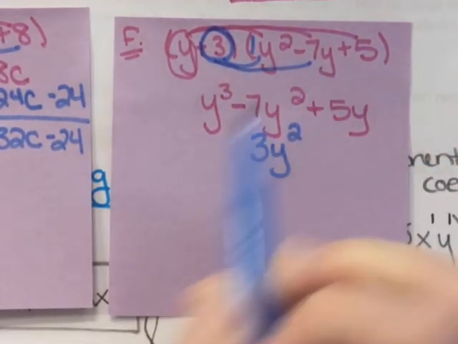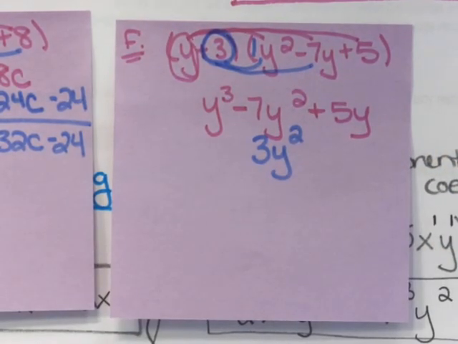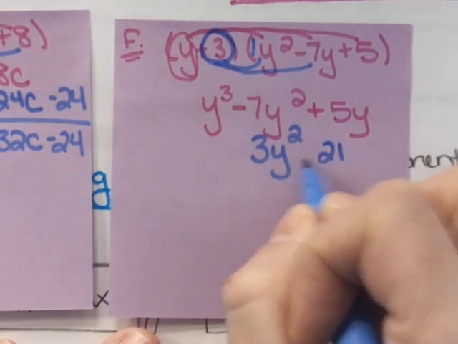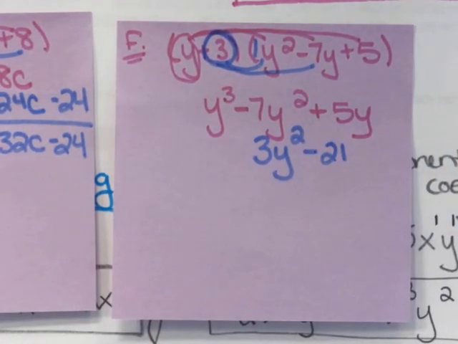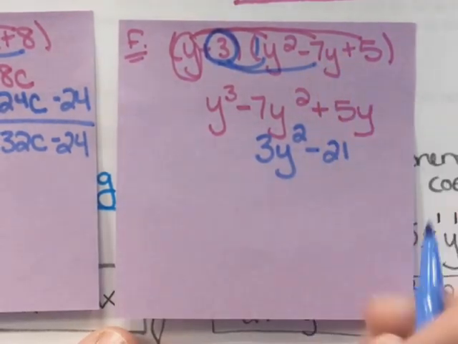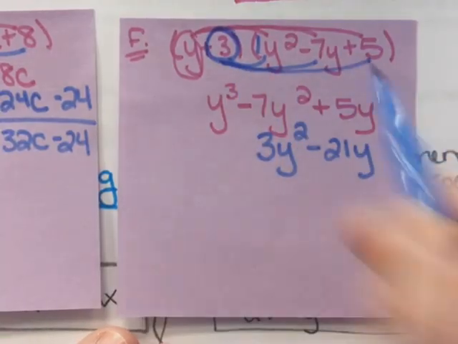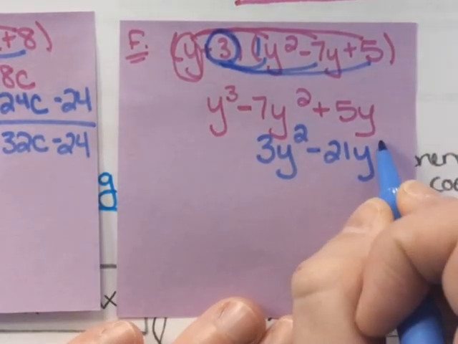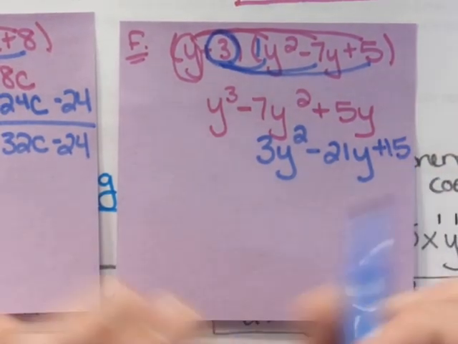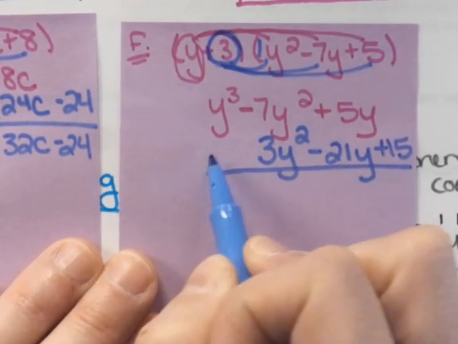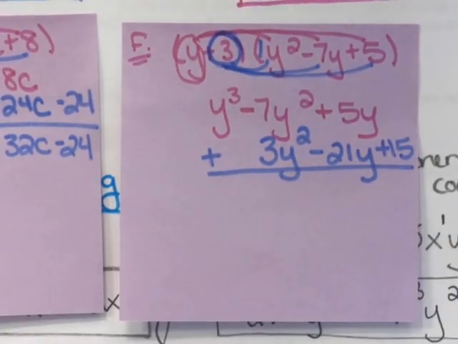3 times -7Y. Start out with just 3 times -7. What's that going to give you? -21. It's going to be negative because one was positive, one was negative. And then we still have our Y with it. And then last but not least, 3 times 5? 15. Okay. I'm going to add them on up.